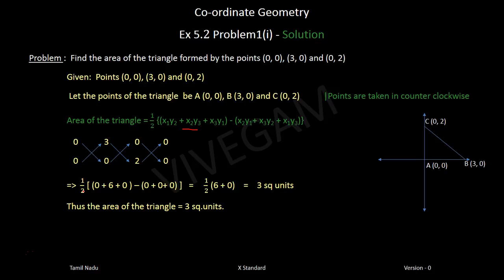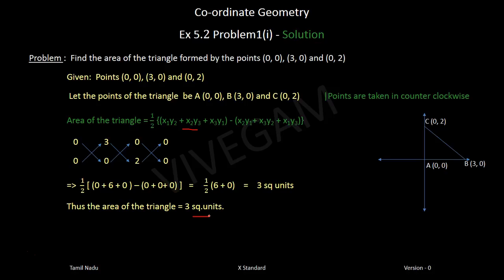So basically all you have to do is half into open bracket this into this plus this into this plus this into this, minus open bracket this into this plus this into this plus this into this. Subtract it and get the value, right? So what will you get here? Half into open bracket 0 into 0 is 0, 3 into 2 is 6, 0 into 0 is 0, minus again open bracket 0 into 3 is 0, 0 into 0 is 0, 2 into 0 is 0, close bracket. Now you simplify it. You will have only one term, 6, all other terms are 0. So it's half into 6, that's equal to 3. So the area of the triangle is 3 square units.